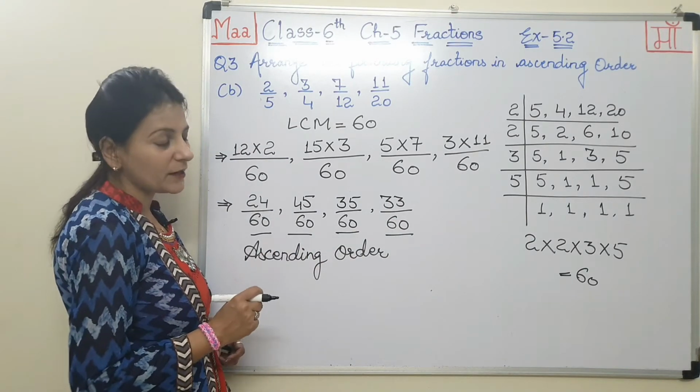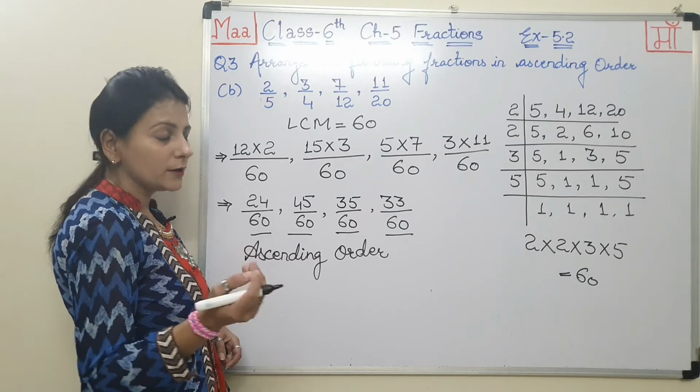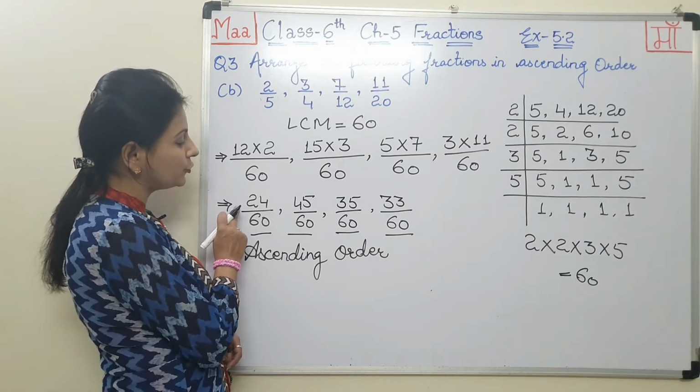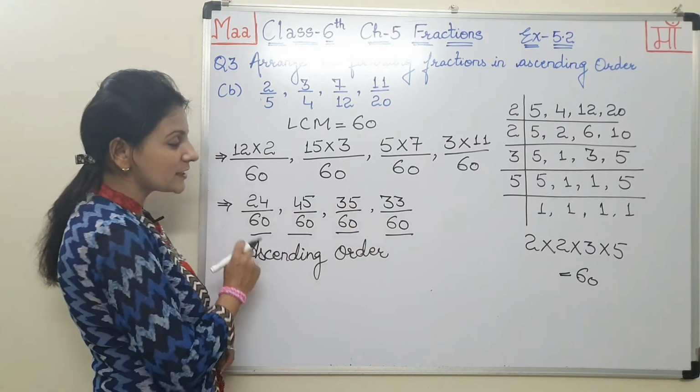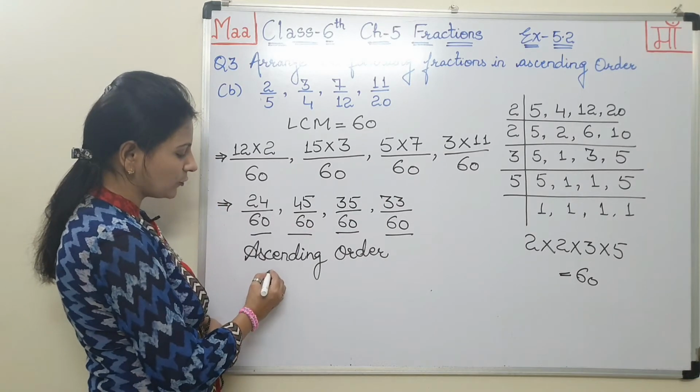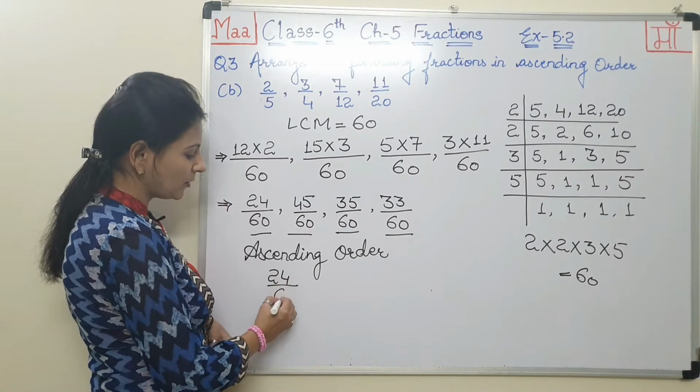पहले हमें इसको ascending में arrange करना है. Ascending means smallest to greatest. तो आप न्यूमरेटर देखेंगे तो न्यूमरेटर में सबसे छोटा न्यूमरेटर कौन सा है? सो सबसे छोटा है 24. सो सबसे पहले आ जाएगा 24/60.